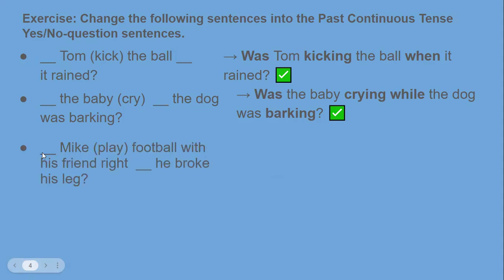Next, gap: Mark might play football with his friend, right? Gap: he broke his leg. You've got the subject Mark, and it's a he, and therefore it means the past verb to be has to be was, and the verb has to end with an ing to indicate that it is continuous.